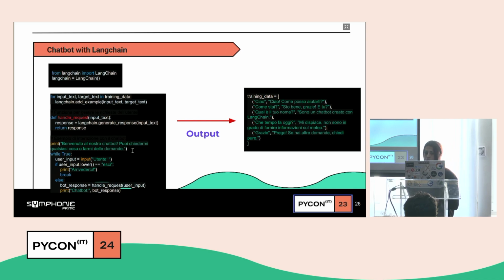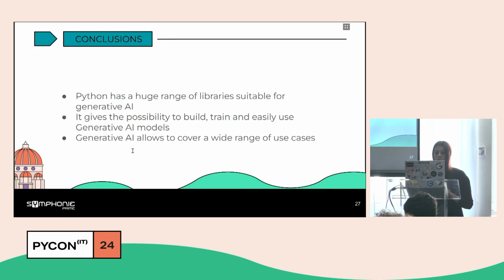So in conclusion, Python, as usual, has a huge range of libraries that are suitable for generative AI, and it gives the possibility to build, train, and also easily use generative AI models. And it allows to cover a really wide range of use cases in this field.